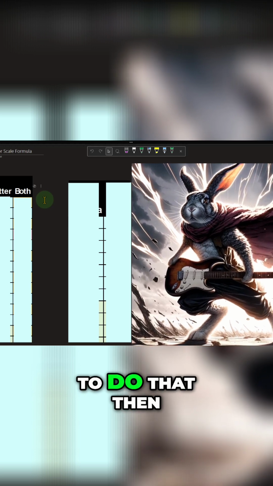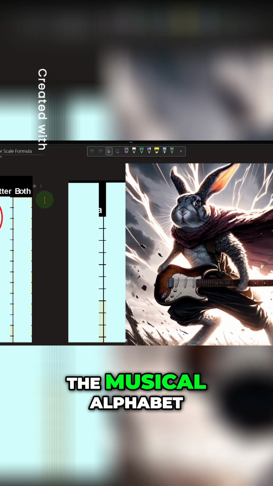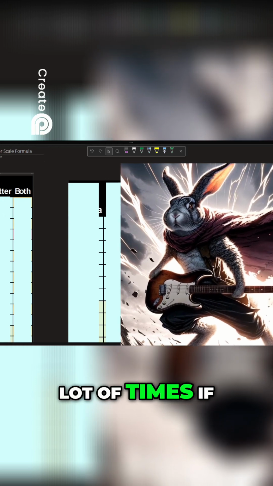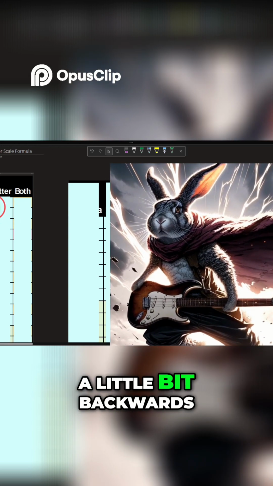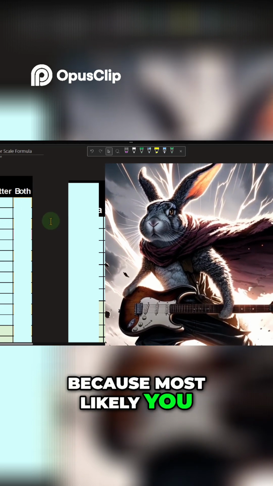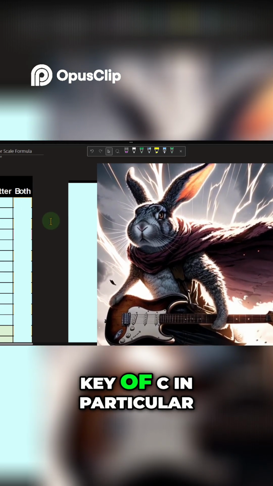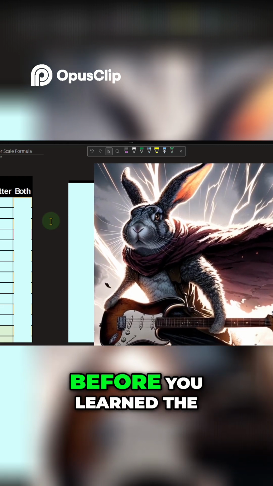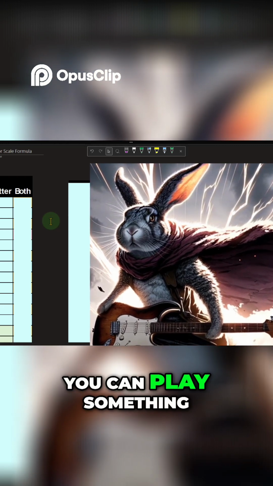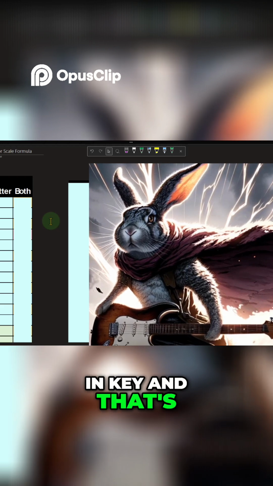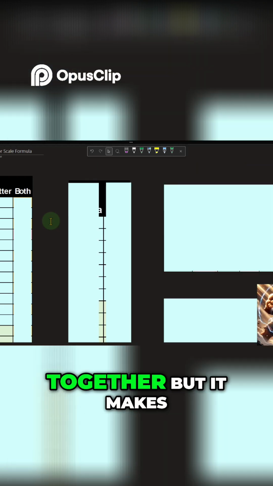So the best way to do that then is to start with the bottom line of the musical alphabet. Now remember that a lot of times if you learned on the piano, you're still going to see this as being a little bit backwards, because most likely you learned the 7 notes, the scale of the key of C in particular, before you learned the 12 notes, because that's a little bit easier to play. You can play something in key. And that's kind of, once again, how we learned things historically, how things were put together.